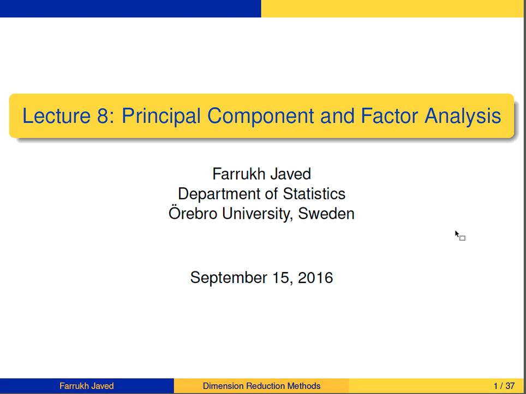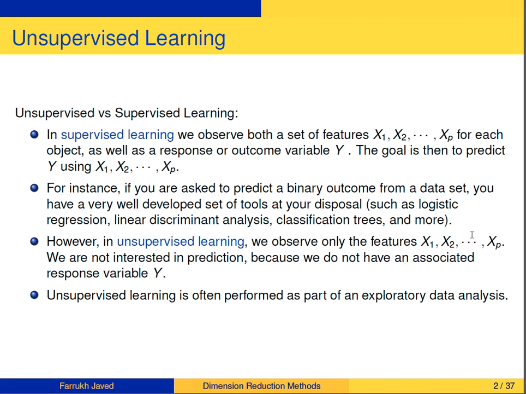So when we have lots of variables or lots of predictors, so to say, and they are correlated with one another, sometimes it's good to reduce the dimension of the data. And principal component analysis and factor analysis can tell us how we can reduce the dimension of the data. But before we go on to discuss the topic, let me give you a very brief idea about a very important concept in general, unsupervised and supervised learning.